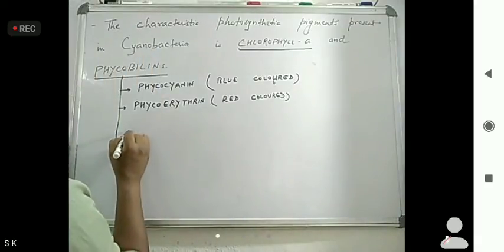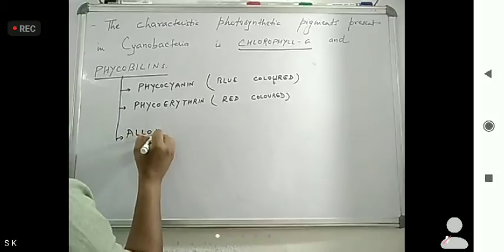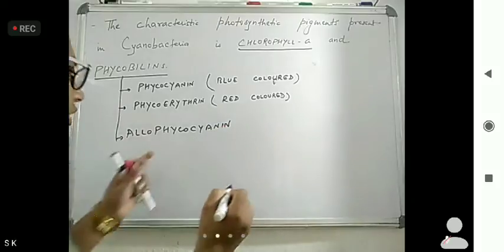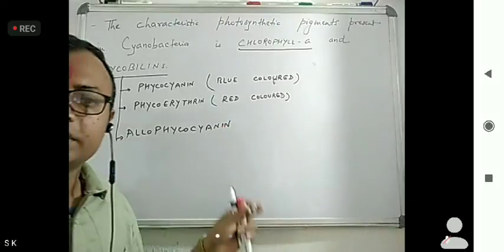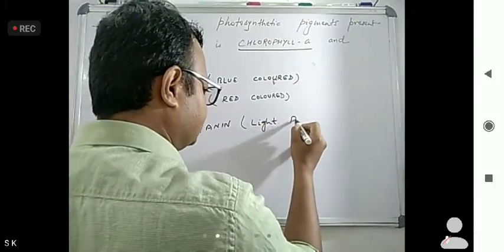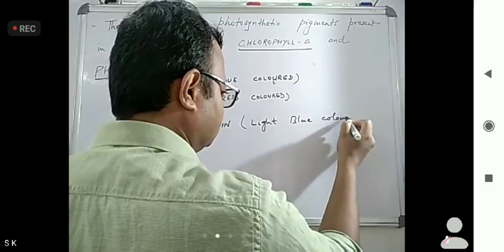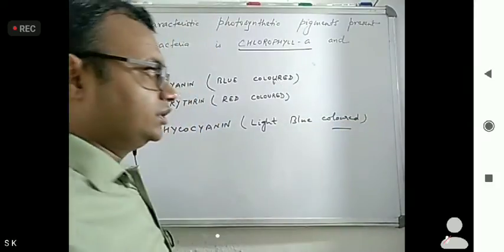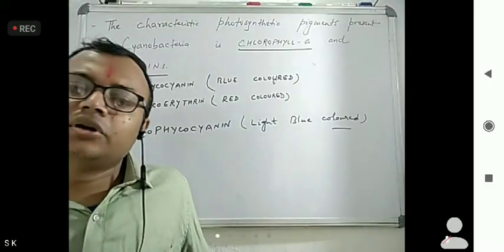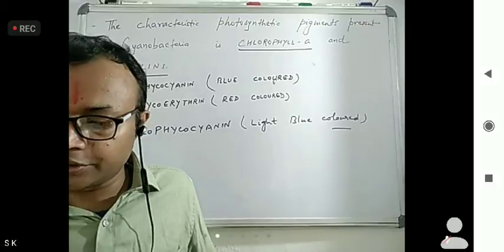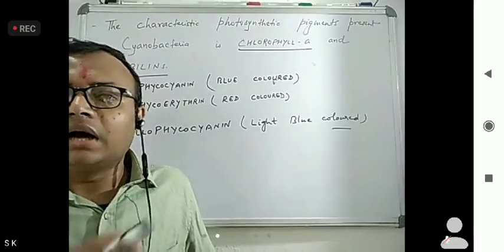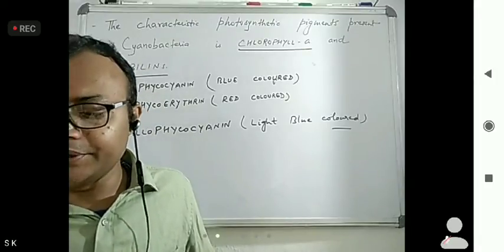Third one is yellow phycocyanin. Okay, so yellow phycocyanin provides what? Light blue colored. Okay, so these photosynthetic pigments absorb sunlight for what purpose? For photosynthesis. Now next we have to see what other processes occur in cyanobacteria.